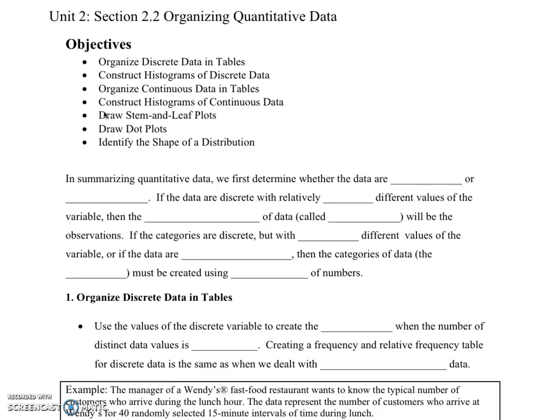In section 2.1, we talked about how to organize qualitative data. In section 2.2, we are going to talk about how to organize quantitative data. So in summarizing quantitative data, we first determine whether the data are discrete or continuous. So hopefully everybody remembers discrete data are things we count, and continuous data are things we usually measure.